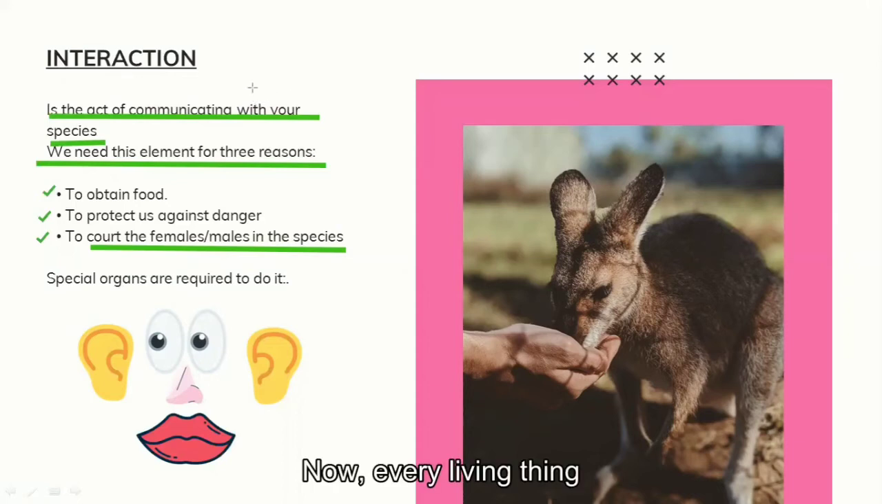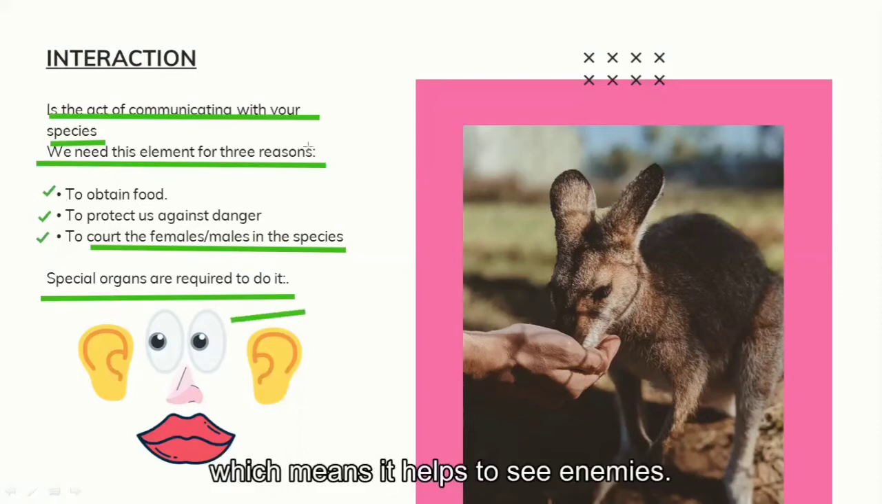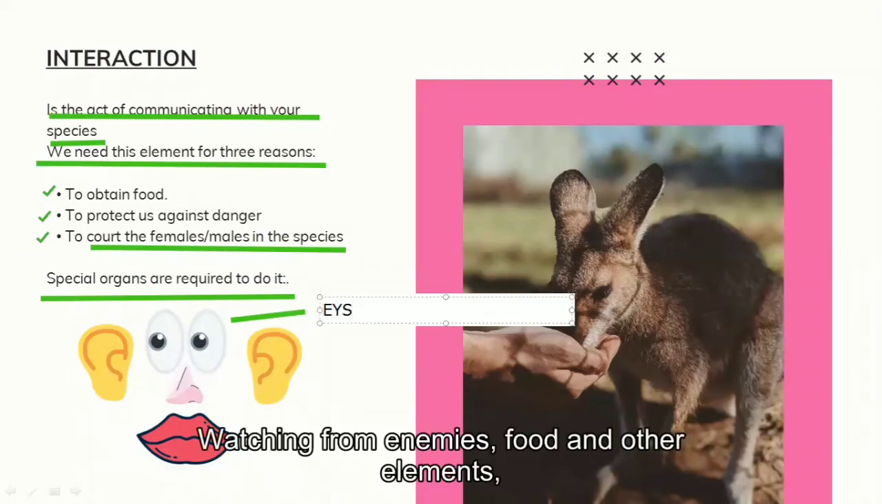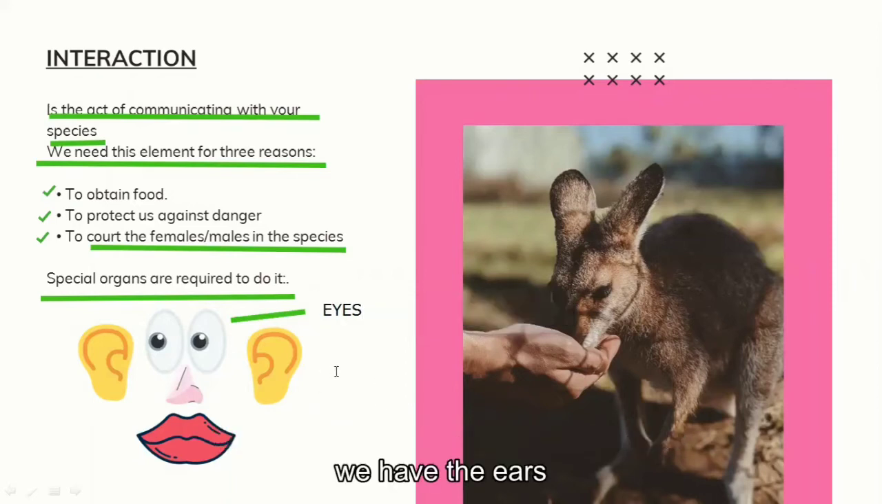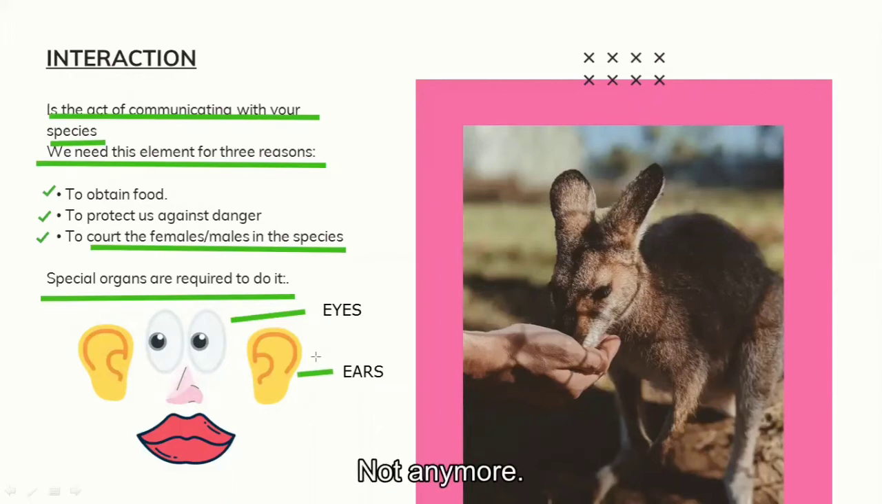Now, every living thing needs special organs to interact with everyone. For example, we have the eyes, which work for seeing and watching for enemies, food, and other elements. We have the ears to hear who is next to us, who is talking to us, or who is coming. Even an animal you can eat.